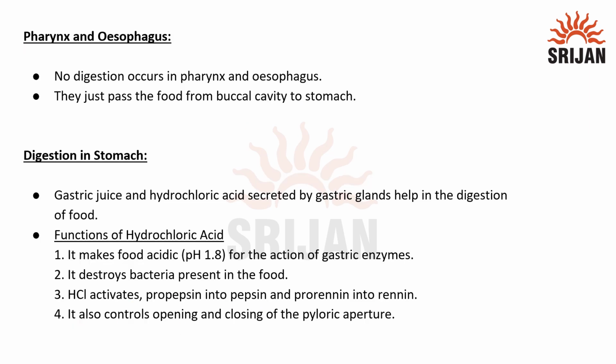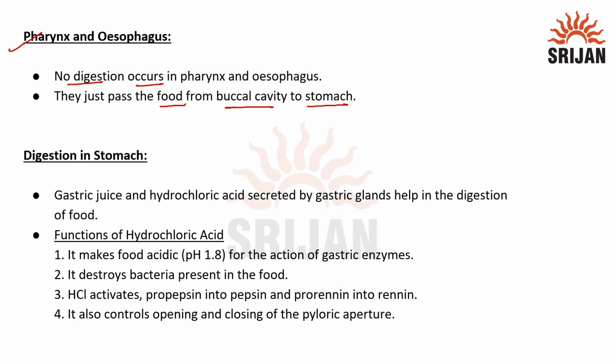The next part is the pharynx and esophagus. In the pharynx and esophagus, no digestion occurs. Only food is passed from the buccal cavity to the stomach through the pharynx and esophagus. The pharynx is a common passage for the wind as well as for the food.